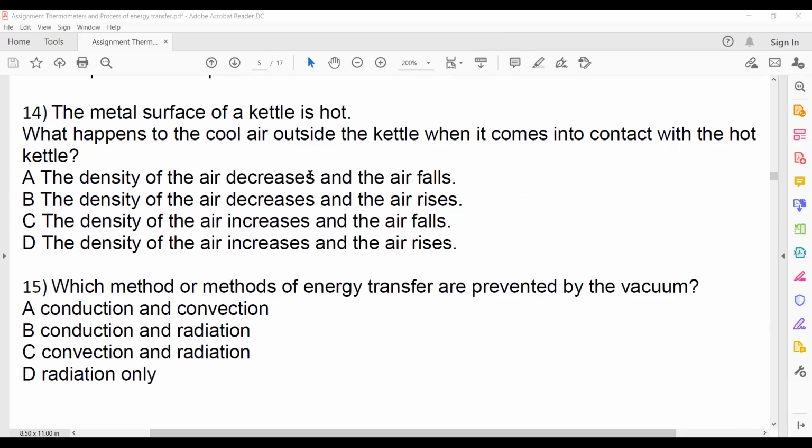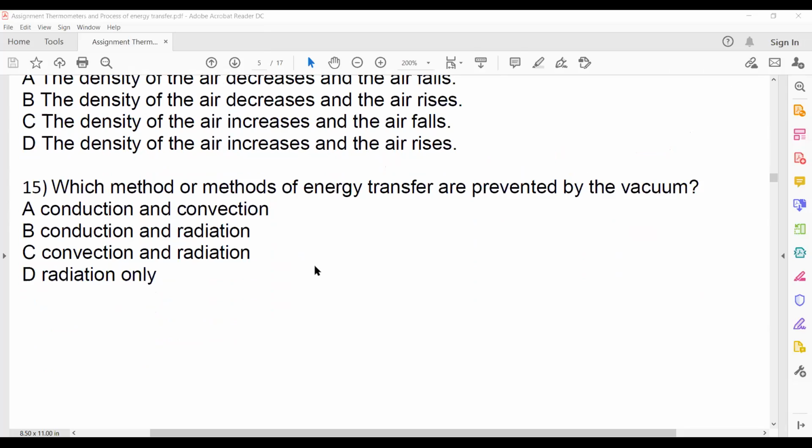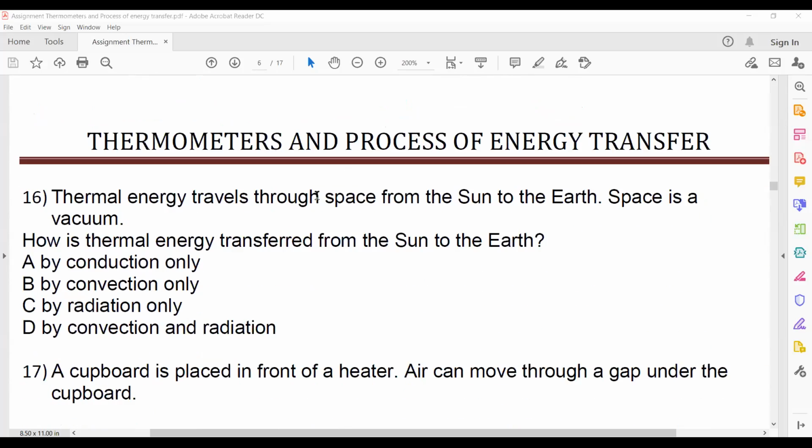Question 15. What could be the answer? Which method or methods of energy transfer are prevented by vacuum? Means which of the energy transfers cannot take place in vacuum? Yeah, so A is the right answer. Conduction and convection need particles. Radiation can happen or occur through vacuum.